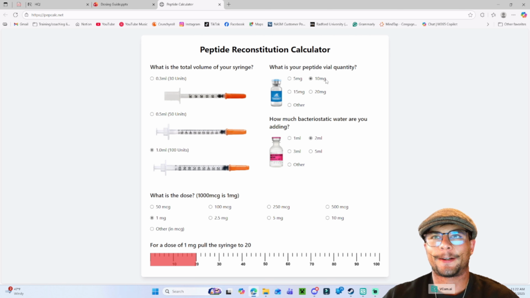Let's say we're talking about GLPs. You have a GLP that is 10 milligrams for the vial. It will say it on there, or when you buy it, that's how you know how much is on it. How much bacteriostatic water are you adding? Most people add 3 milliliters. That is 3 milliliters injected into the vial of bacteriostatic water.